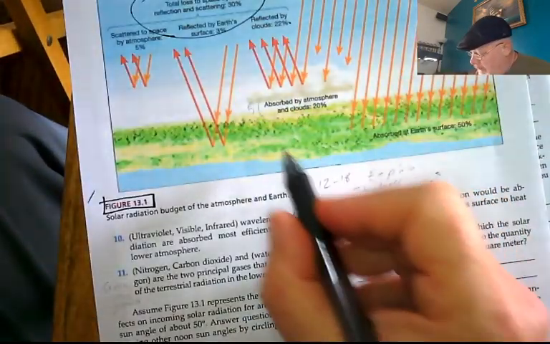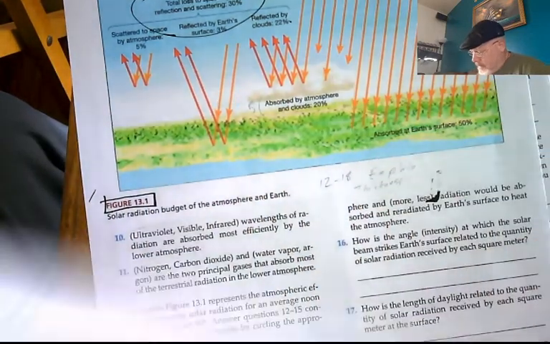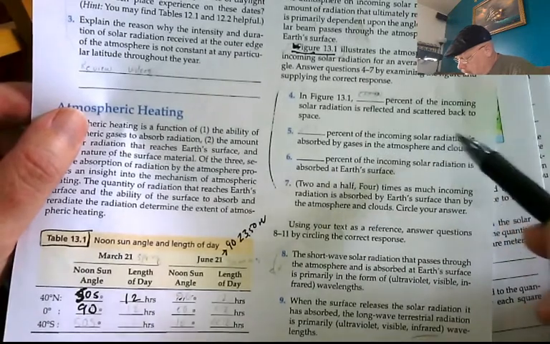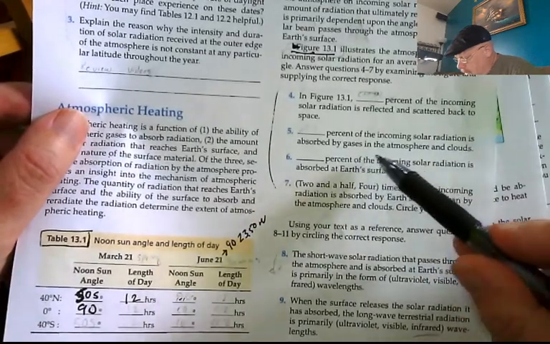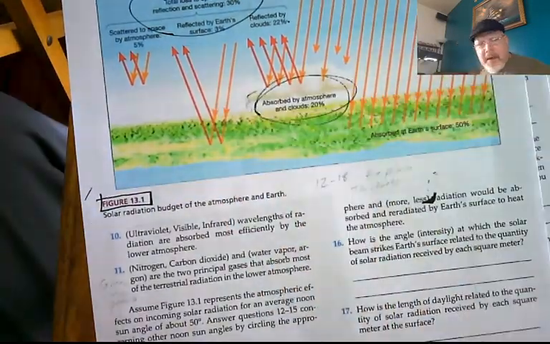Well, absorbed by gases. It actually says that in here. Let me read that question again. What percentage of solar radiation is absorbed by gases in the atmosphere and clouds? Well, that's going to be given to you right there in the picture. It tells you straight up what it is.